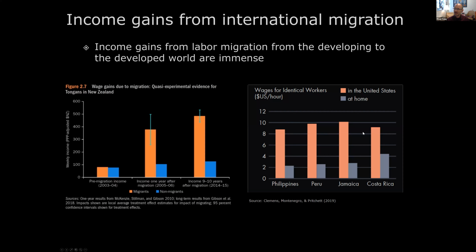Data not from an RCT, but also quite credible in my mind, was put together over here on the right-hand graph by Clemens, Montenegro, and Pritchett. A very nice paper that came out in Restat in 2019, looking at census data in the US as well as labor force survey data in a variety of countries around the world, looking at how wages differ between observably identical individuals observed in origin country labor force surveys versus US labor force surveys.